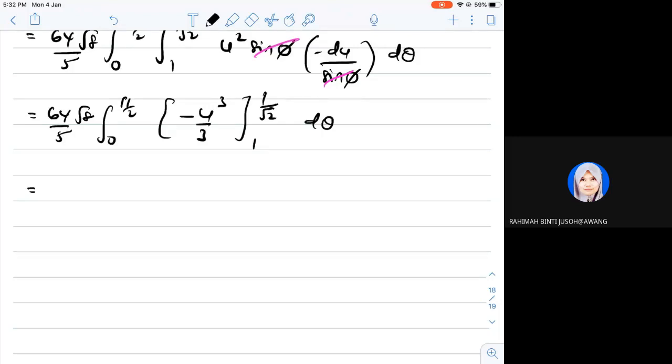Let's say I take out the negative and the 1 over 3. So it becomes negative 64 square root of 8 over 3 times 5, right? And then we will get 0 to pi over 2, 1 over square root 2 cubed. The negative I have already taken out. So 1 over square root 2 cubed like this. Right, so I can erase this. This becomes 2 over square root 2.